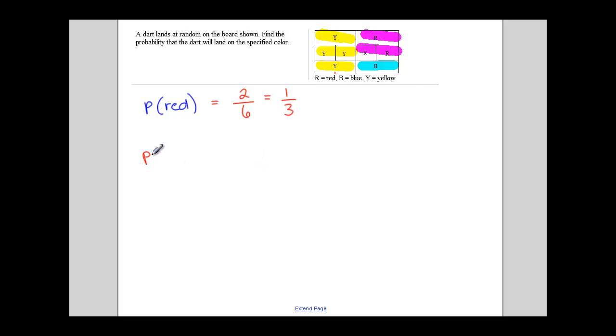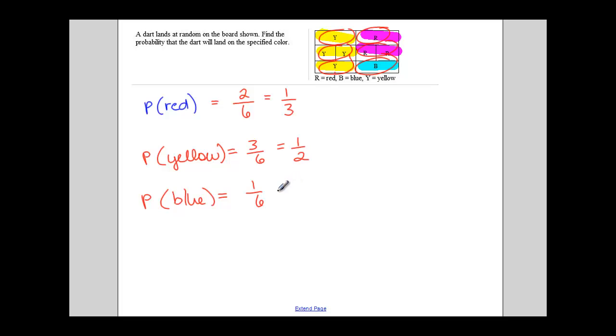I could do the same thing if I looked for what is the probability that the dart would land on yellow. And if I look at these 6 equal parts, 3 out of the 6 rectangles is yellow, which would leave 1/2 of them being yellow. And your probability that the dart would land on yellow would be 1/2. What about the probability it would land on blue? We have 1 rectangle out of the total of 6 larger ones that is blue. So 1/6 would be the probability the dart would land on blue.